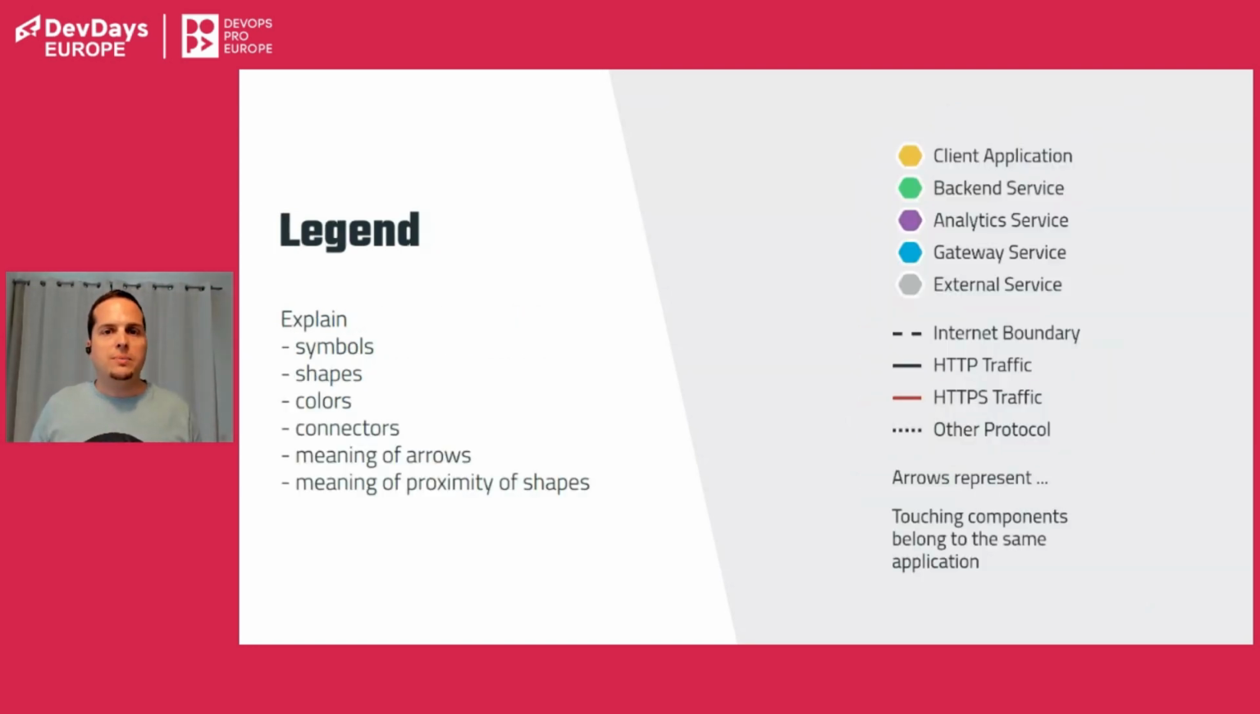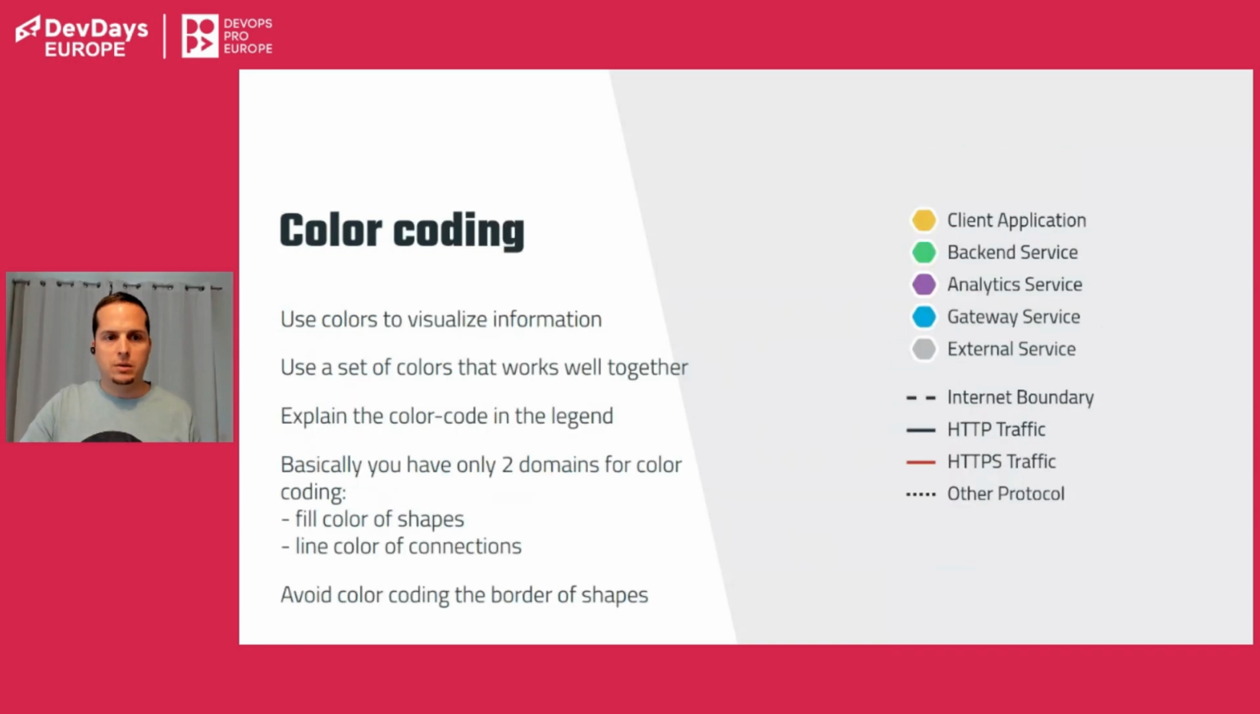Where could you describe such things? In the legend. There you should explain the symbols, the shapes, the colors, the connectors, the meaning of arrowheads, and the meaning of the proximity of shapes. And on the right side, you can see an example of such a legend.